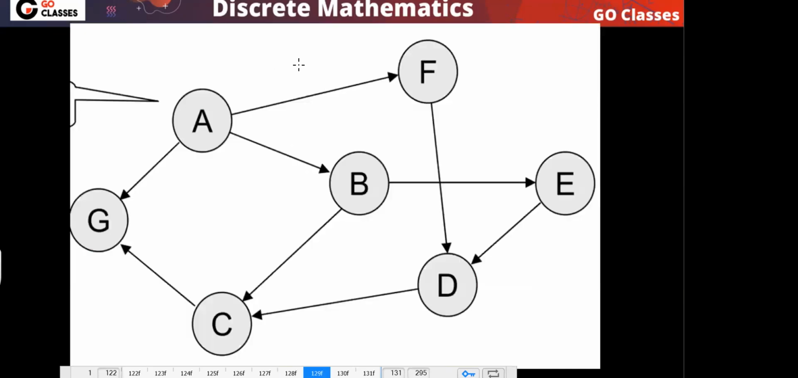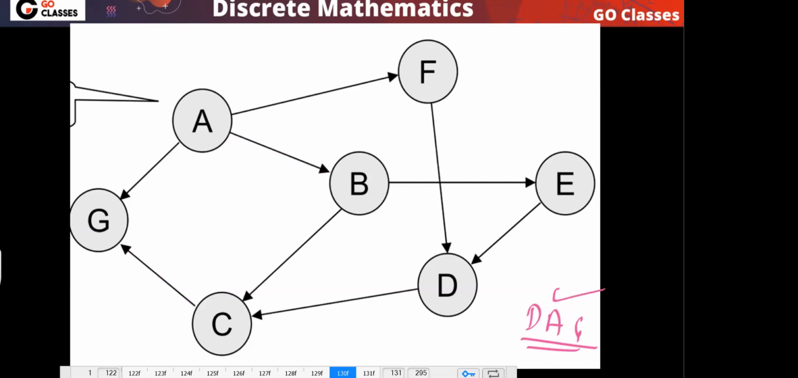What about this? This is also a directed acyclic graph. You can check, there is no cycle. See, you can go from A to B, from B to C, from C to G, but you cannot go from G to A. So this is also a DAG.